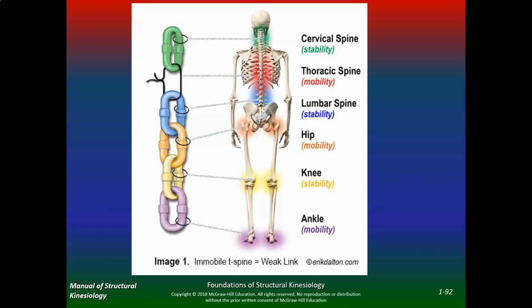So before we go on to thinking about joints, this is a very interesting model that I want you to understand. The teachings of Greg Cook and Eric Dalton basically say that each joint is either going to be mobile or going to be stable. And if one joint is not acting the way it should, then the joint above or below will try to compensate. Let me show you what that means.